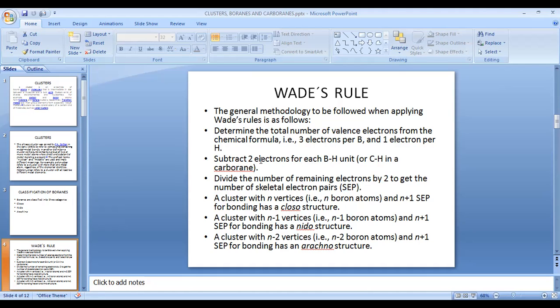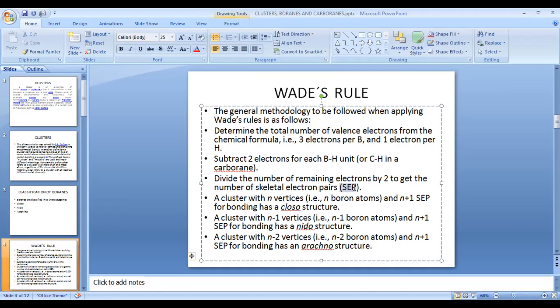So here, with boron and hydrogen, we can expect only covalent bonds. Each covalent bond contains 2 electrons. So we need to subtract from the total number of valence electrons 2 times the number of BH bonds, and the number we obtain from this will be divided by 2. What we get is SEP.